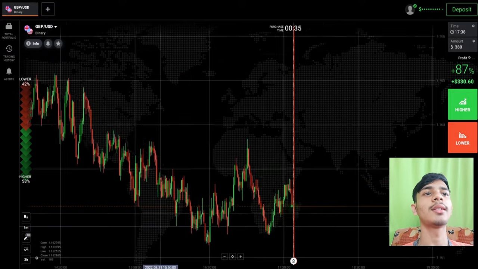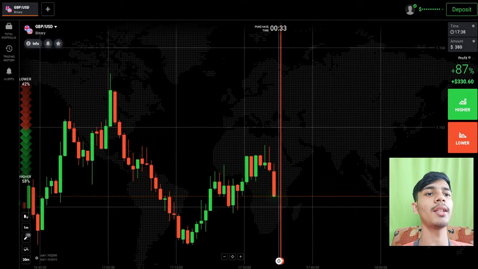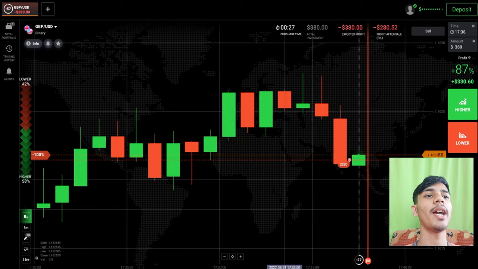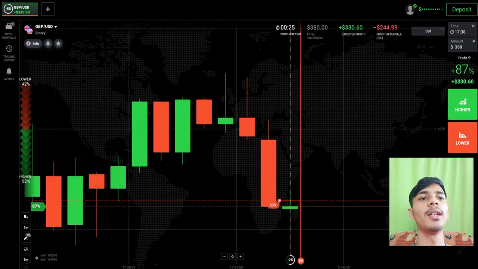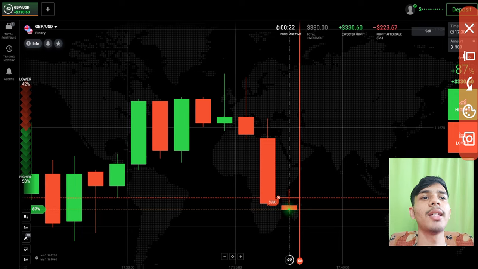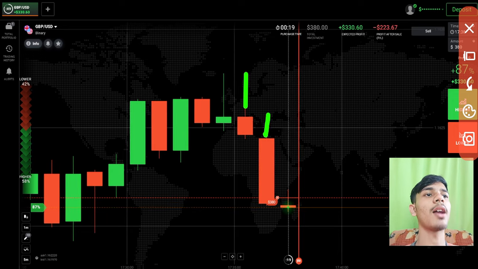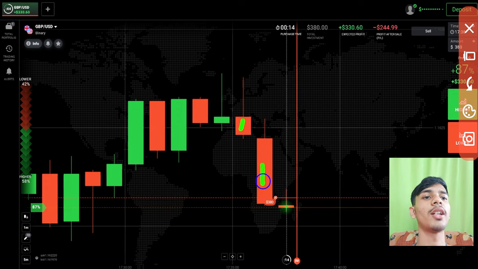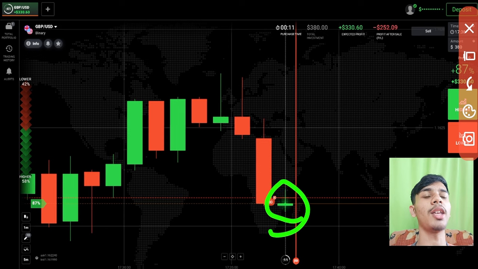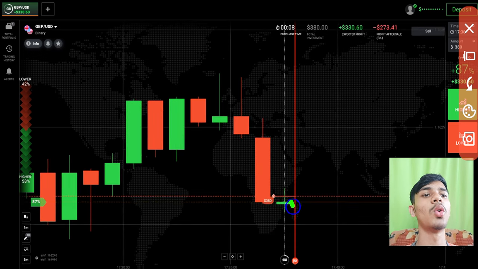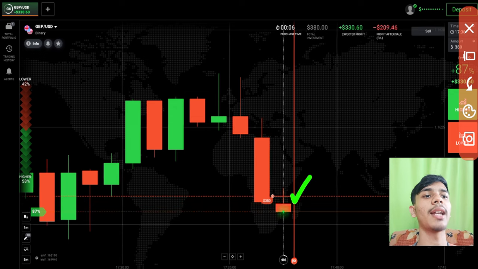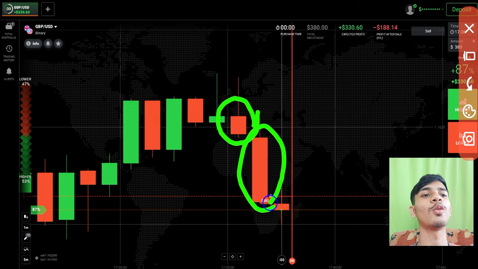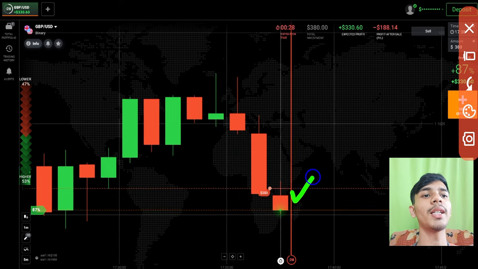Okay, so let's see here. Here sellers are coming very strongly. So I will go with sellers here again. Why have I gone with sellers? The reason is very simple. These two red candles with rejections are very strong. So after these two red candles, on the third candle, I know very well that sellers will enter here. That's why I've gone with sellers.